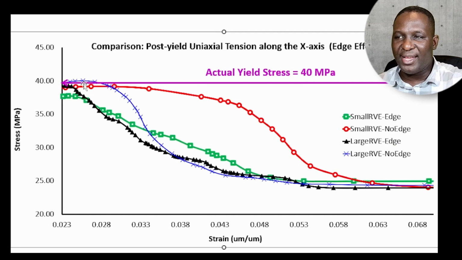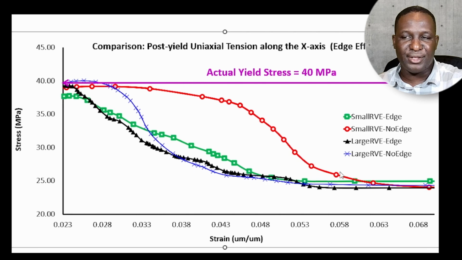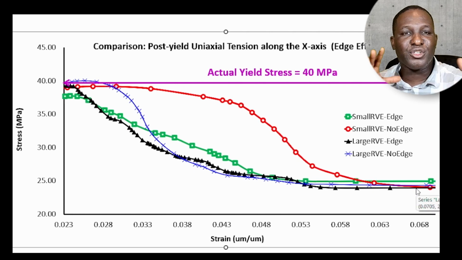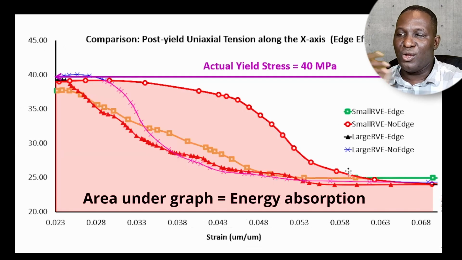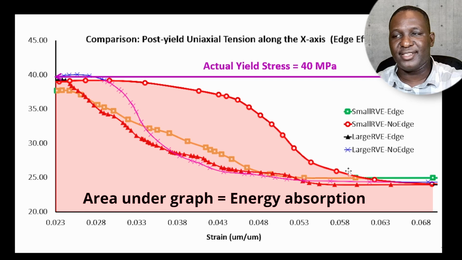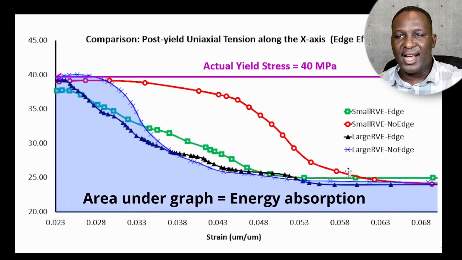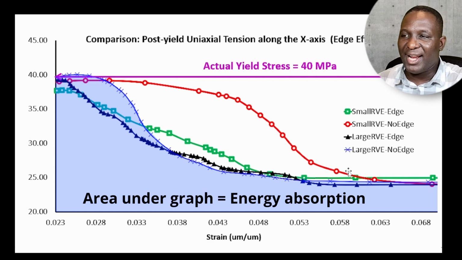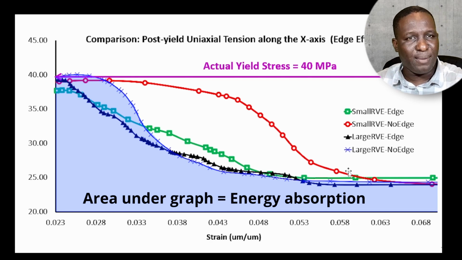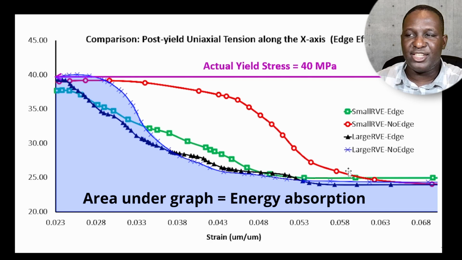And you could see that it goes on for a while, and then the energy dissipation in the post-yield behavior is much, much more gradual. Not a lot of energy is being released into the system, because the area under this graph is the energy absorption in the system. So that's what you see here. And you see the same even for the large RVE size, the energy dissipation is not very sudden, nor as gradual. So clearly there is an effect of having fibers not appearing on the edge in terms of what happens in the post-yield behavior and the energy absorption.